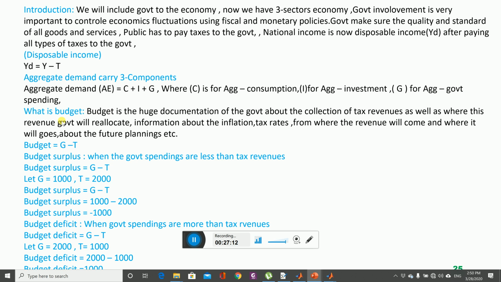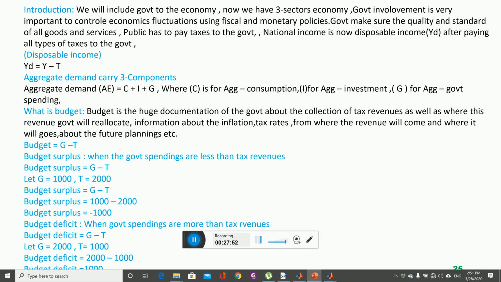Now let me shortly define what is budget. Budget is the huge documentation of the government about the collection of tax revenues, as well as where this revenue the government will reallocate, information about the inflation rate, tax rates, from where the revenue will come and where it will go, about the future plannings. It means budget is simply a huge thousands-page documentation of the state, in which the government makes plannings for the future as well as planning for the current economic condition to make it better and best.